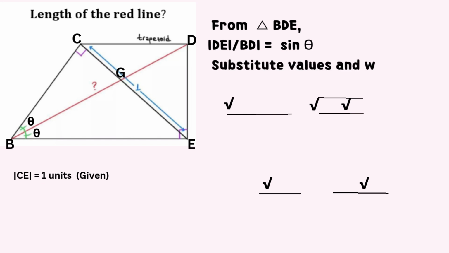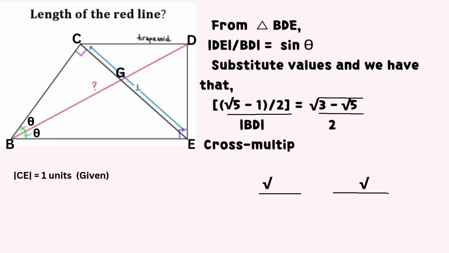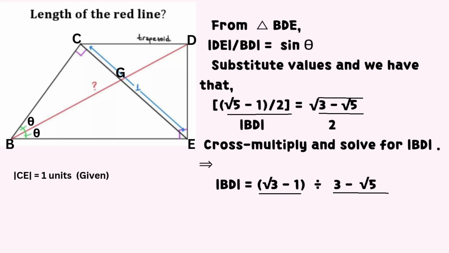From triangle BDE, line DE divided by line BD equals sin theta. Substitute values and we have that half the square root of 5 minus 1, all divided by line BD, equals half the square root of 3 minus the square root of 5. Cross multiply and solve for BD. It follows that BD equals the value shown on the screen.